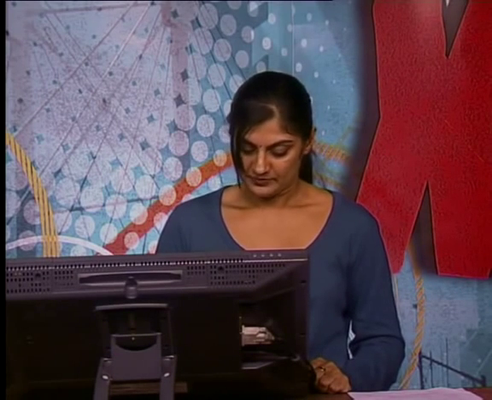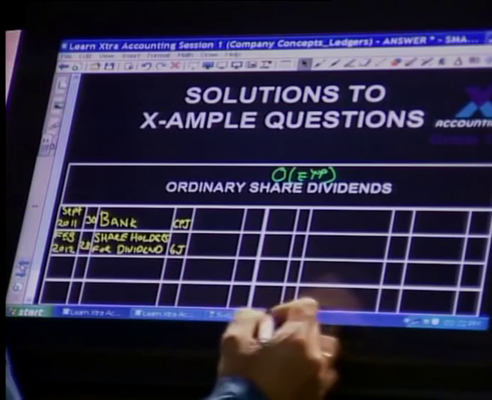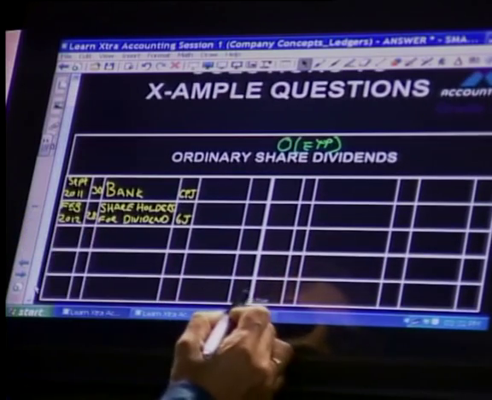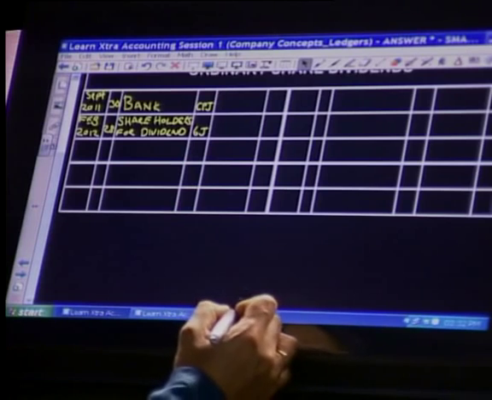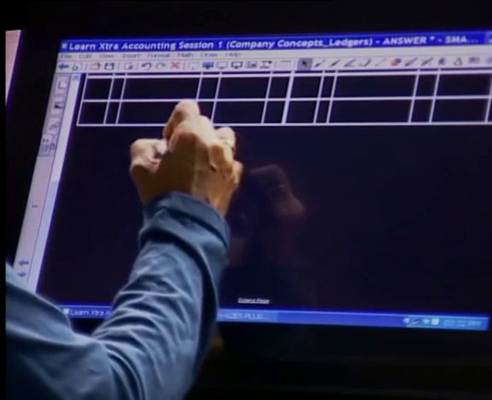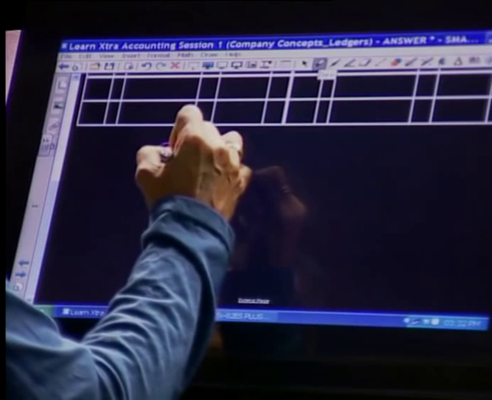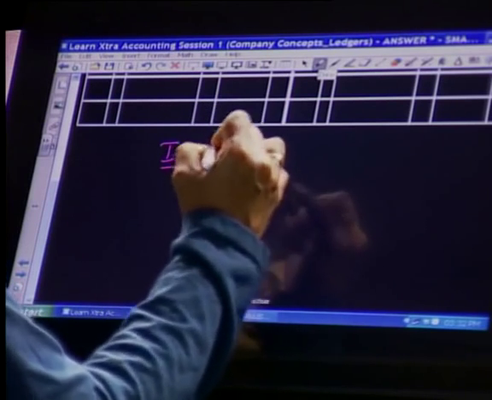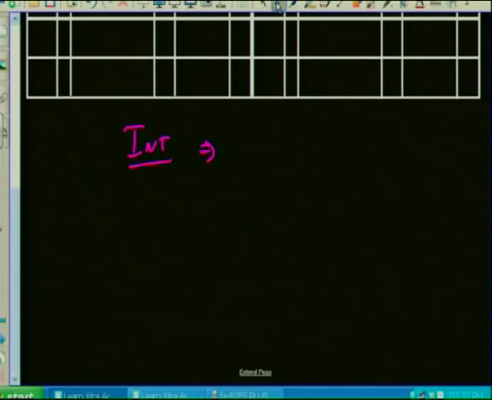Right, let's look at the calculation first before we actually record this transaction. So your calculation will be as follows. Okay, I just want to go to my answer sheet. Okay, ordinary share dividends. Let's just provide some space. Okay, there we go. Right, so your interim dividend. Okay, interim dividend and your calculation. Let's go back to the information.